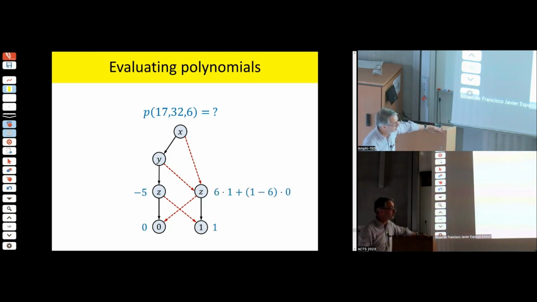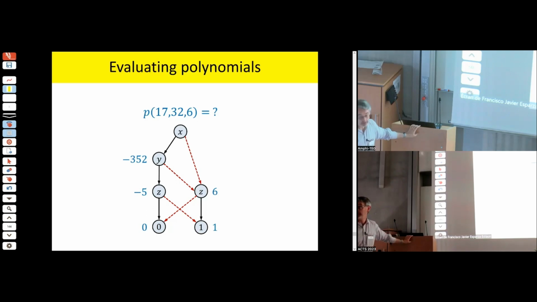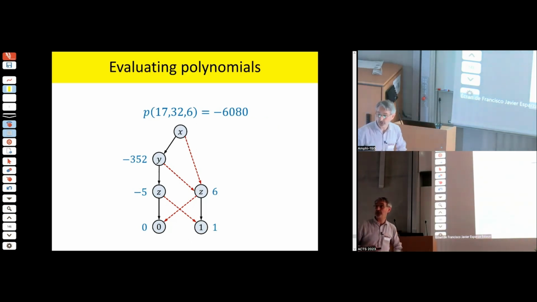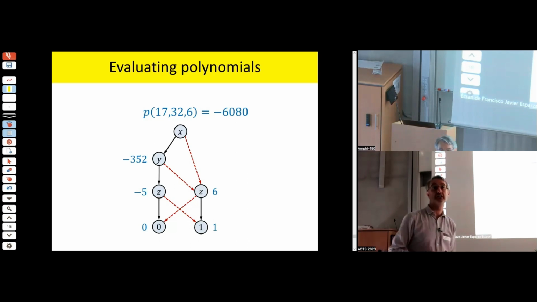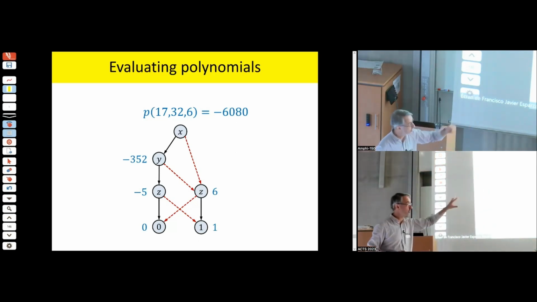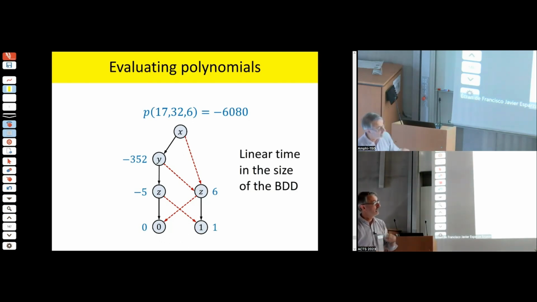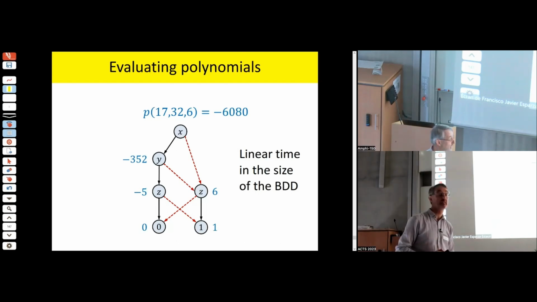And then this is going to continue. There, it will obtain 6. And then there, it will plug in the value of y, and it will obtain -352. And then it will go up to the root, and it will get the final result, -6080. The prover never has to construct the polynomial, okay? It works with this compressed representation of the polynomials. And thus, this has linear time in the size of the BDD.